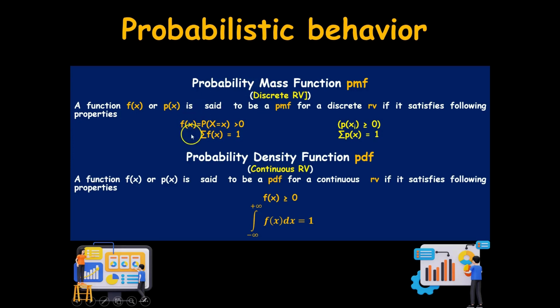So in case of discrete, you will always find this summation, and in case of continuous random variable, you will always find this integral. So it is very easy to remember, whenever you have a summation, it is discrete, and whenever you have an integral value, it is continuous in nature. That is, integral of f of x dx is equal to 1 and function of x is greater than or equal to 0. Similarly, you can convert them in terms of probabilities.